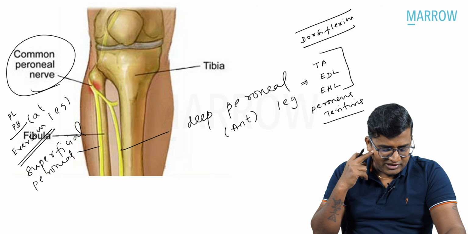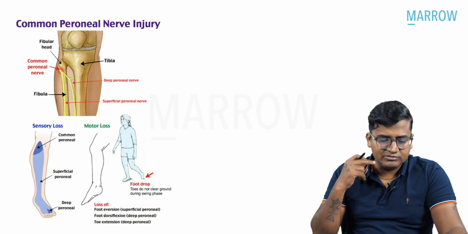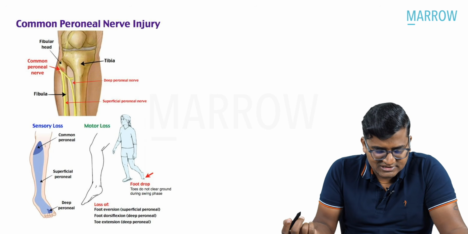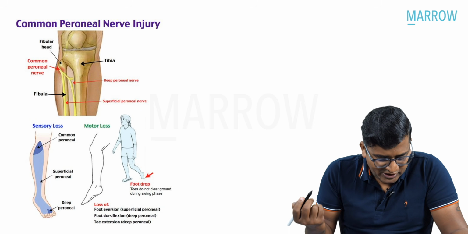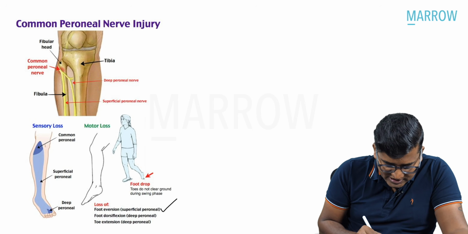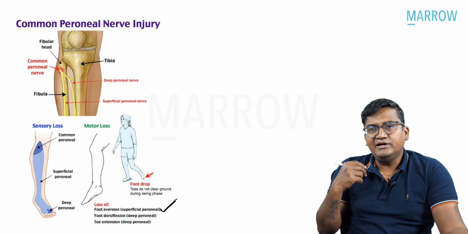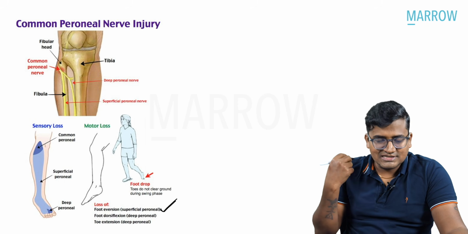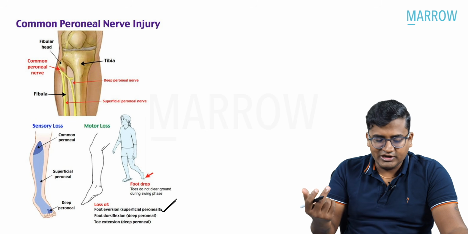Now, what will happen if there is an injury to common peroneal nerve? You may get the question in the coming NEET exam. Injury to common peroneal nerve means the patient will have first loss of eversion. Eversion is done mainly by our peroneus longus and brevis supplied by superficial peroneal nerve.